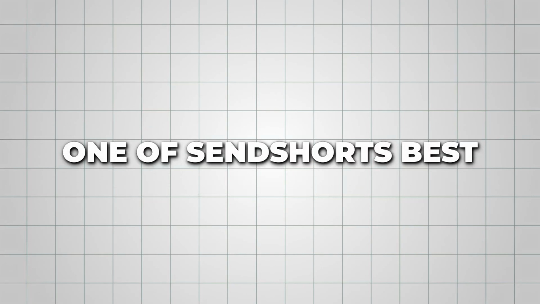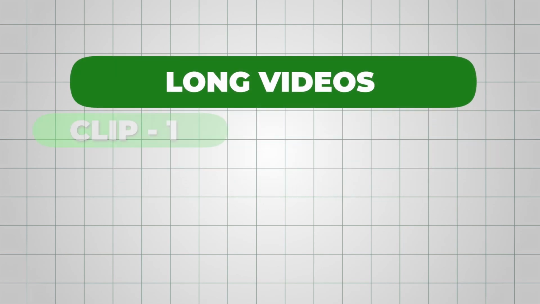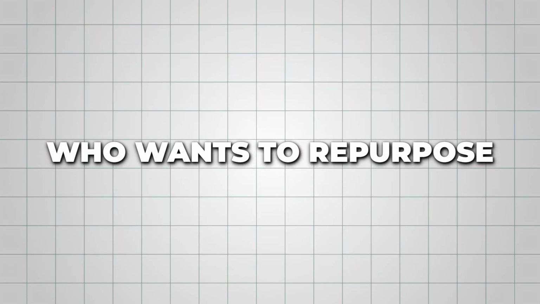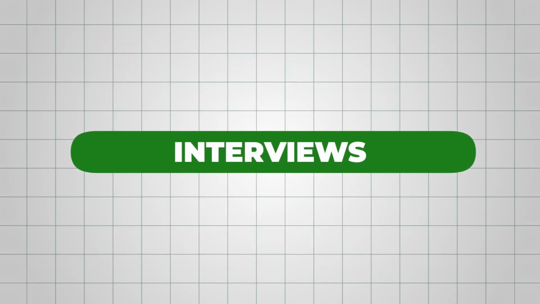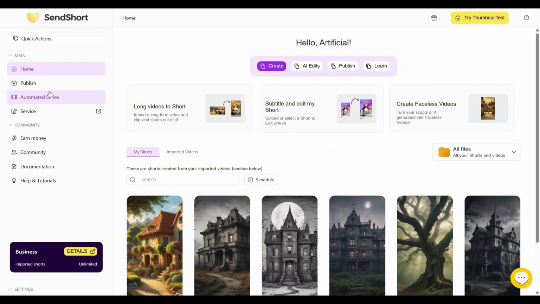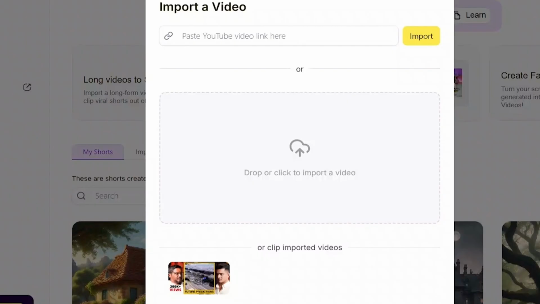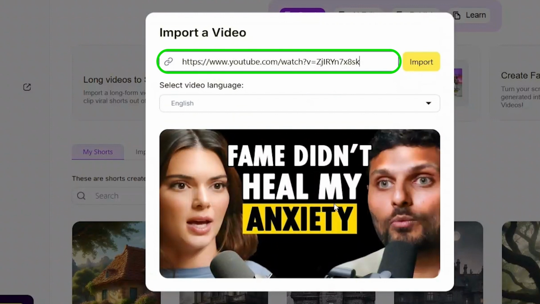One of SendShort's best time-saving features is its ability to turn long videos into short, viral clips, perfect for creators who want to repurpose podcasts, interviews, or YouTube videos. To use it, go back to your dashboard and click on Long Videos to Shorts. You can upload your own long video directly or simply paste a YouTube link. I added a podcast link here that I wanted to turn into a short.